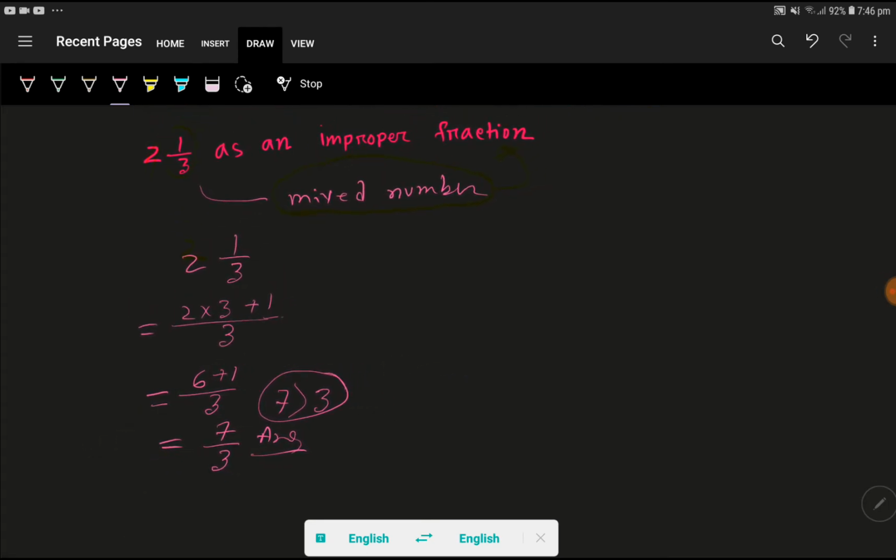So look, we just need to multiply the whole number by the denominator plus the numerator. Then we have to place the same denominator, right? 3. Then we have to just calculate, and thus we can convert this to an improper fraction.